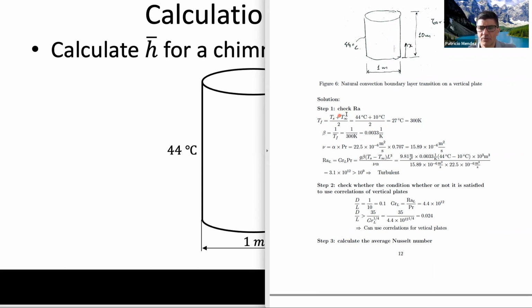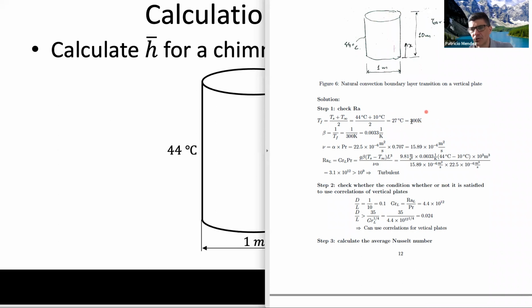what temperature do we calculate the properties of the fluid? Do we calculate it at the temperature of the wall, that is 44 degrees C? Do we calculate it at the temperature of the free flow? And the temperature we're going to pick is the film temperature, right? That is the average between surface and T-infinity. This is what we call the film temperature, and we discussed it long ago when we first started to discuss convection. So the average between 44 and 10 is 300 Kelvin.